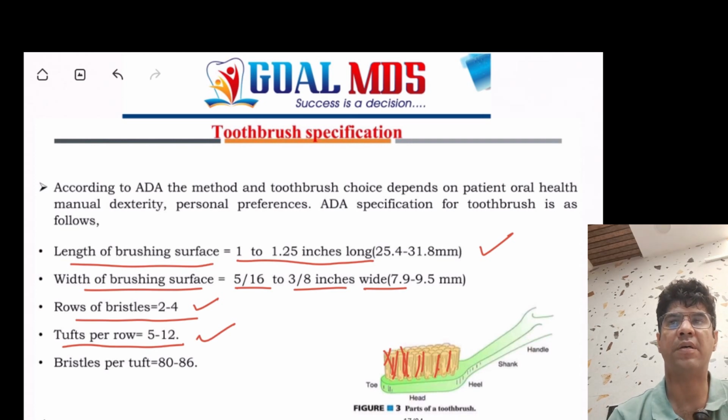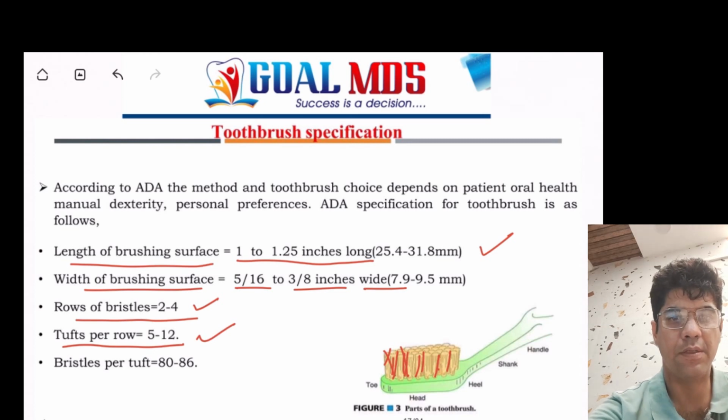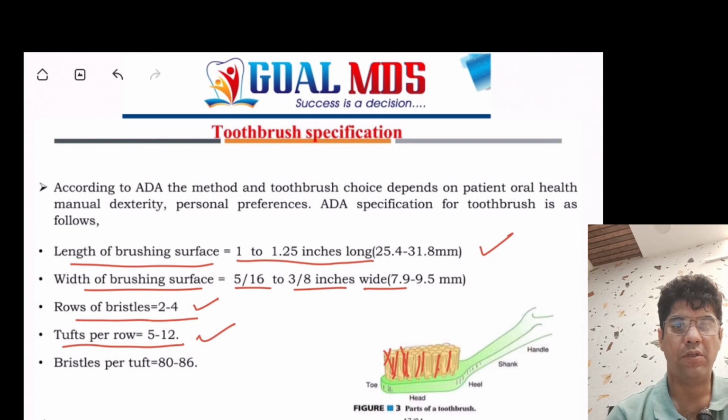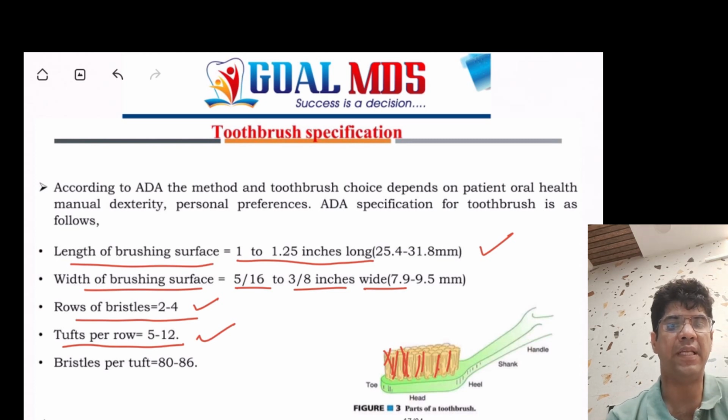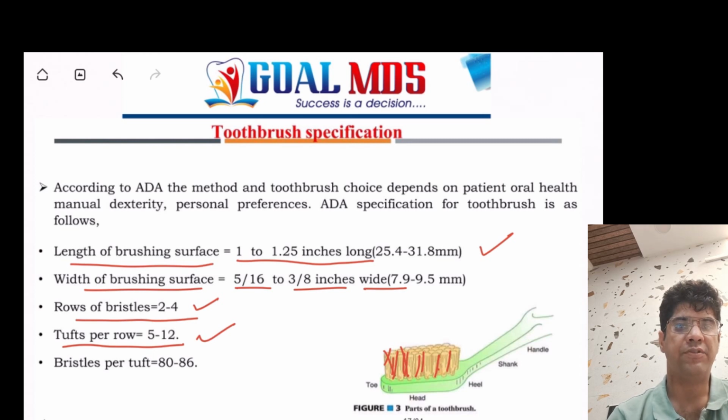The third is the bristle per tuft. The bristle per tuft refers to the number of individual bristles that make up each of the clusters on the brush head. So that will indicate the density of the bristles within each tuft. So brushes with higher bristle count per tuft might be more effective for cleaning.